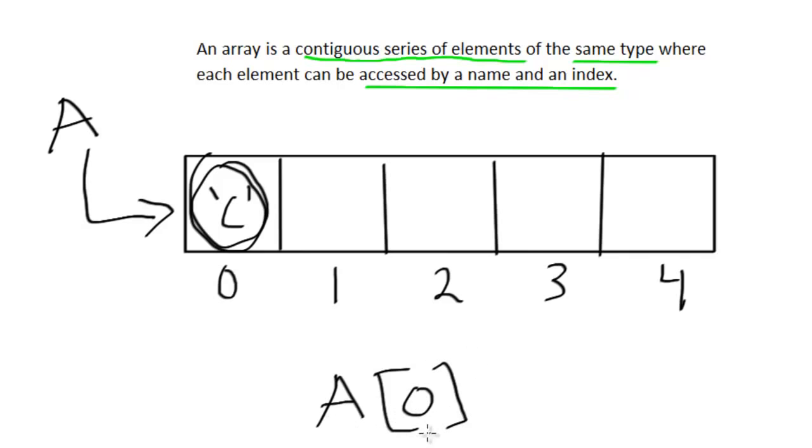If it's on the right-hand side of an assignment statement, we would say that we were being able to access or retrieve that value. If this showed up on the left-hand side of an assignment statement, that would allow us to store a particular value there.